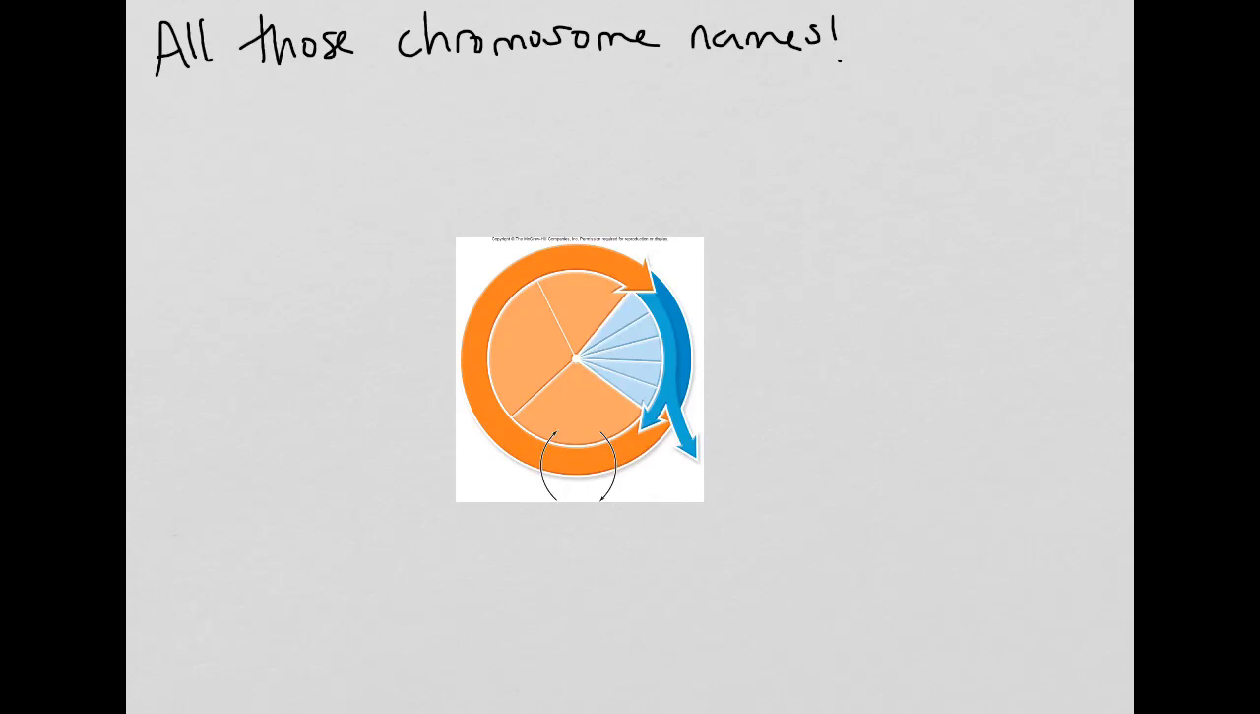Hi guys, just a quick video here on all those chromosome names. We keep identifying the chromosomes and calling them different names based on where they're at in the cell cycle and how they look to us. So I want to make sure that you understand that because it is important to know that information.